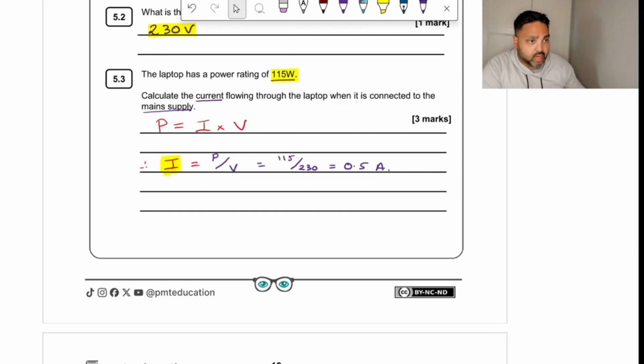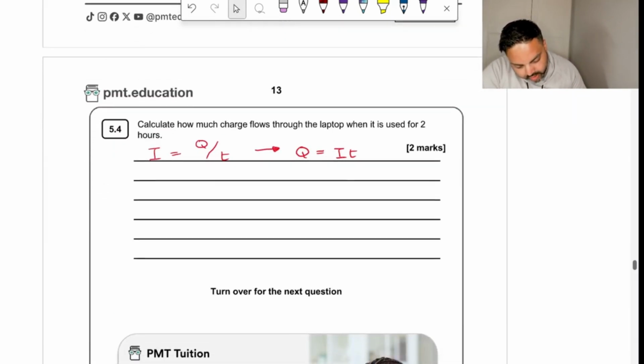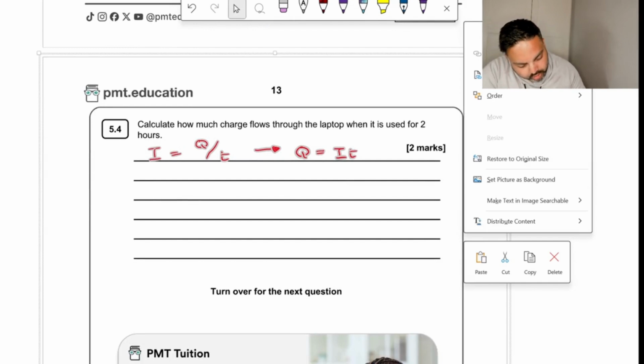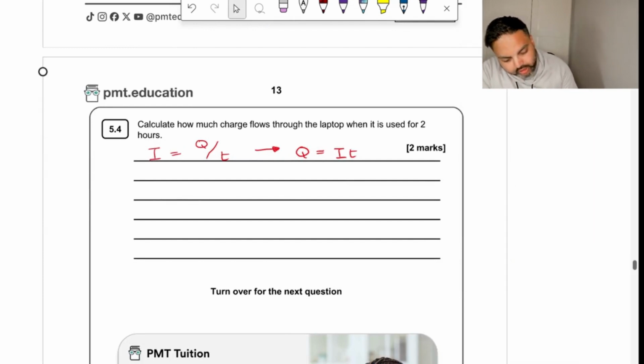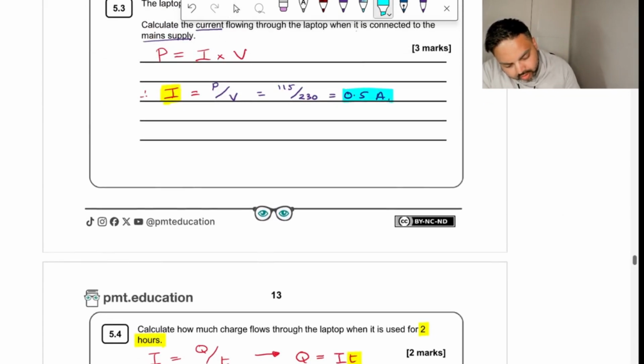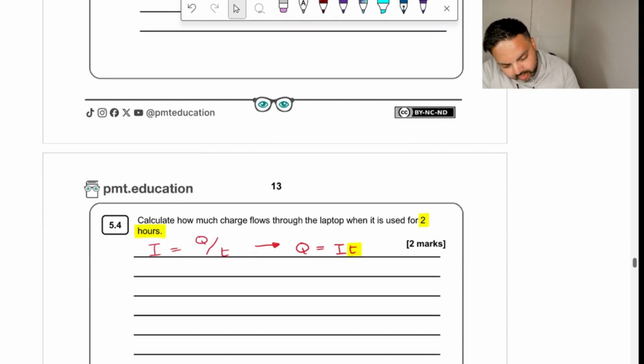Now, the next question is: calculate how much charge flows through the laptop when it is used for 2 hours. Again, I've written the equation in just to make life a little bit easier. Do I know my time? Yes, it's going to be 2 hours. And do I know my current? Well, my current is just going to be the same as the previous question, so 0.5 amps. So I just have to do Q is equal to 0.5 multiplied by 2, which is equal to 1 coulomb.